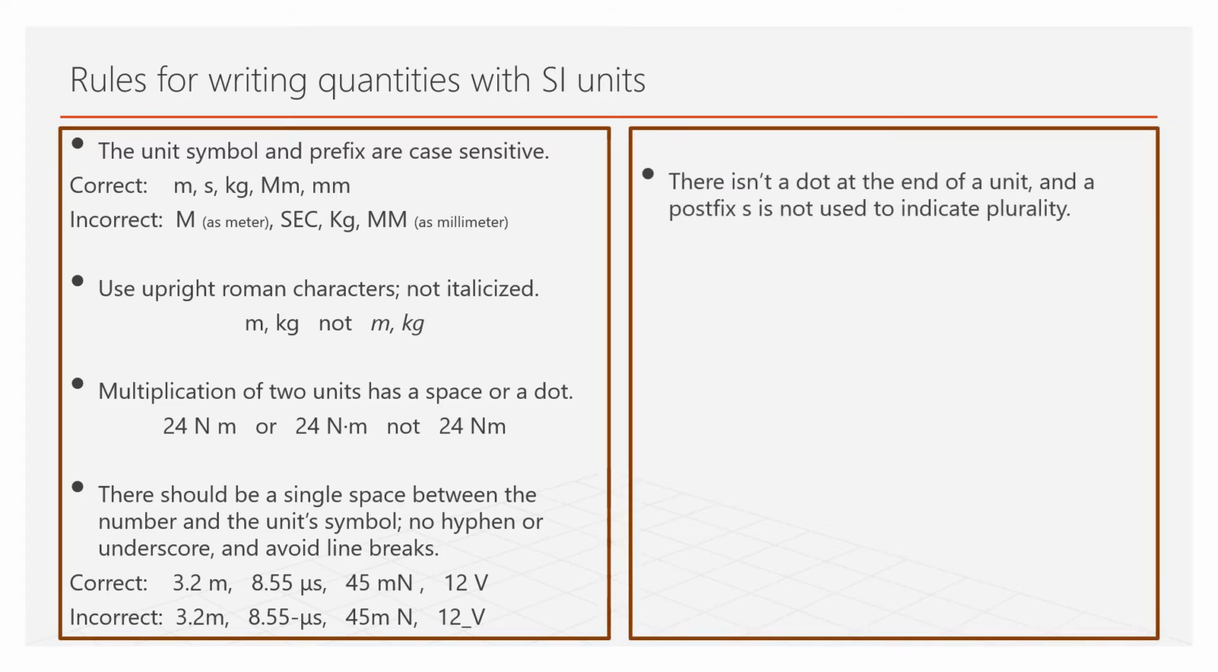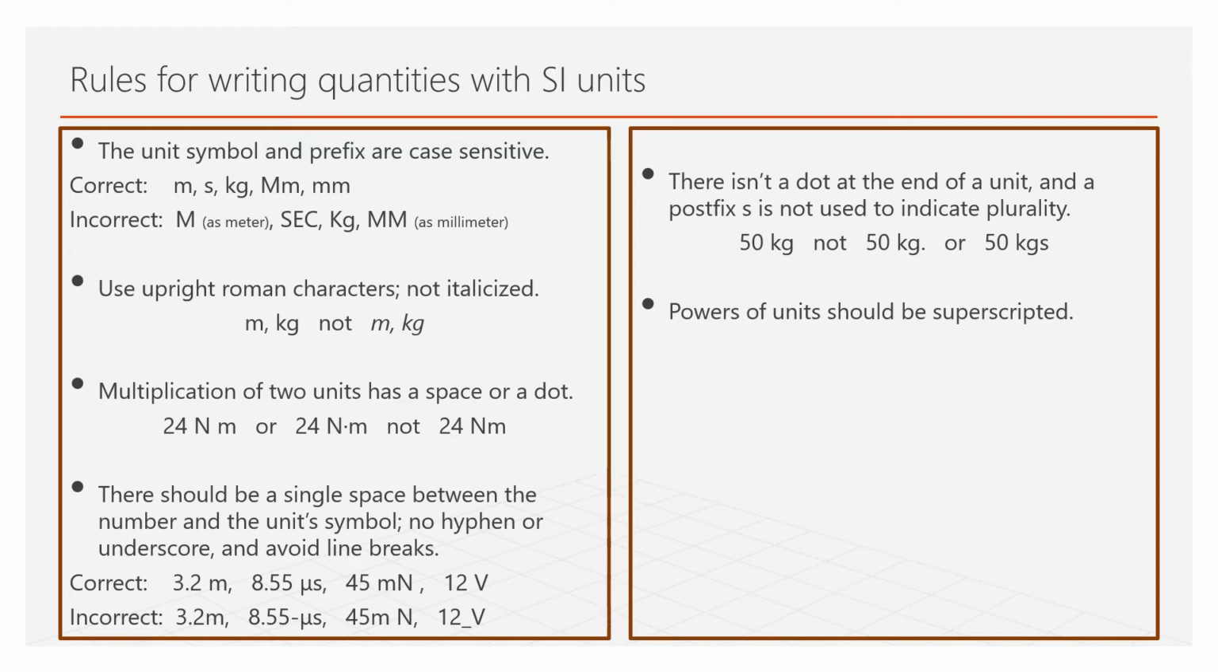There isn't a dot at the end of a unit to represent an abbreviation, and a postfix S is not used to indicate plurality. So for example, with 50 kilograms, you should write it like that. You do not abbreviate kilogram as kg dot, and kilograms is not plural. You do not add an S at the end.